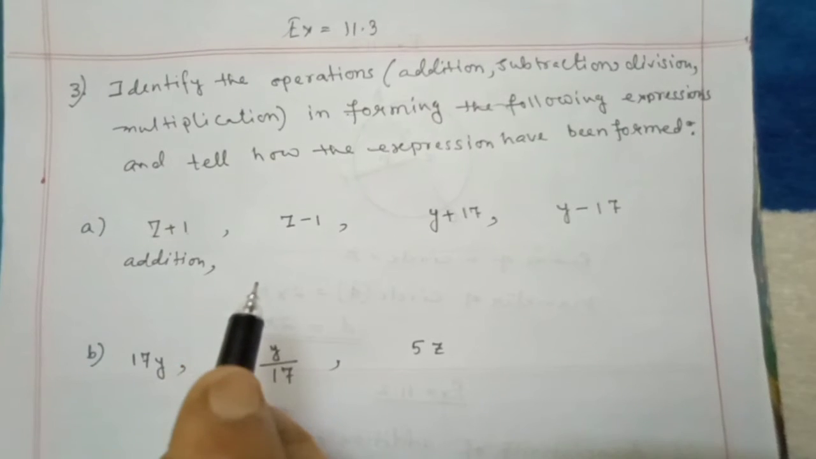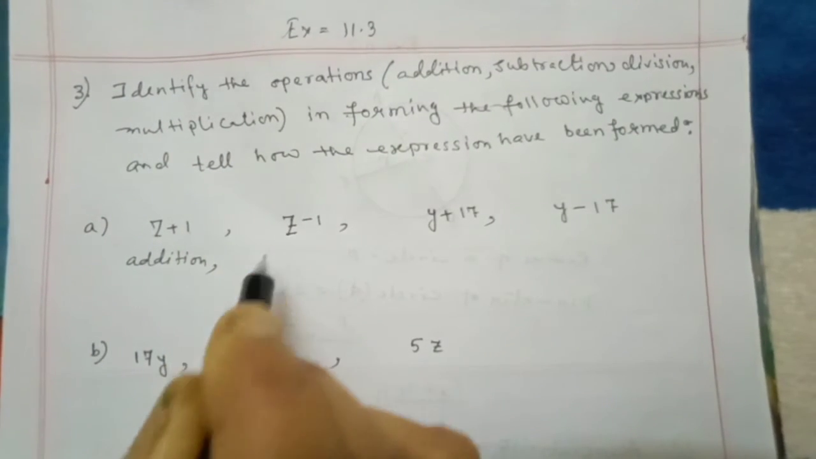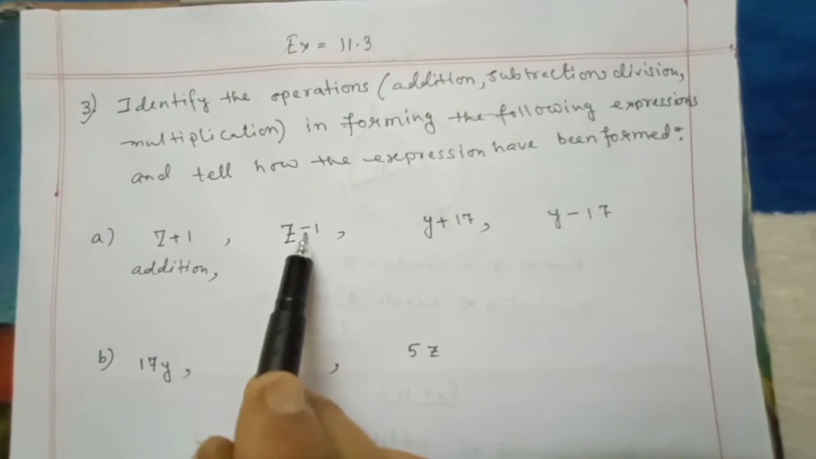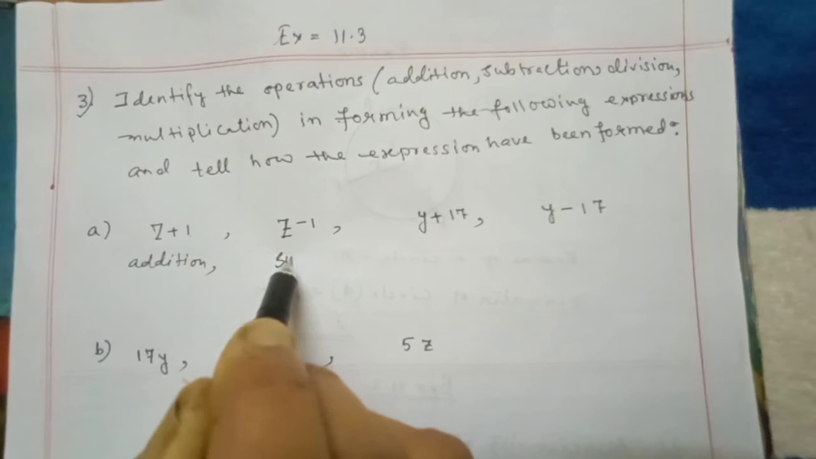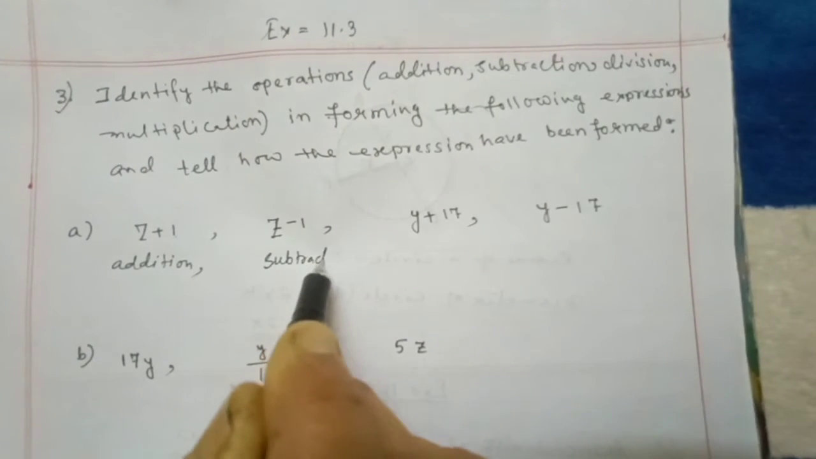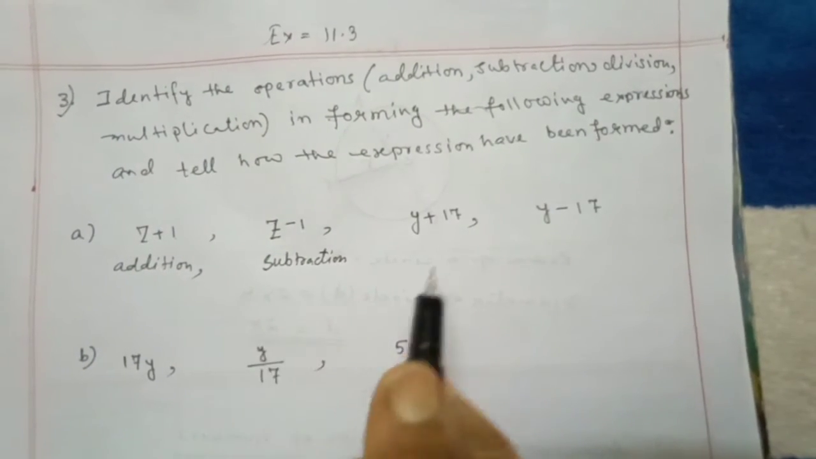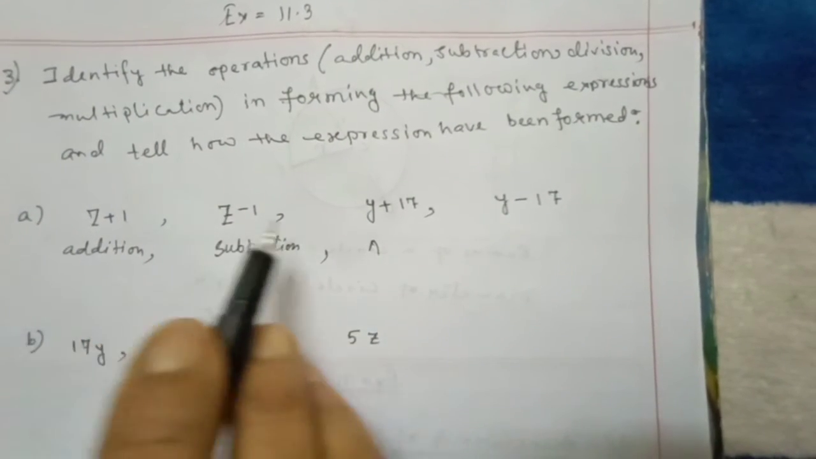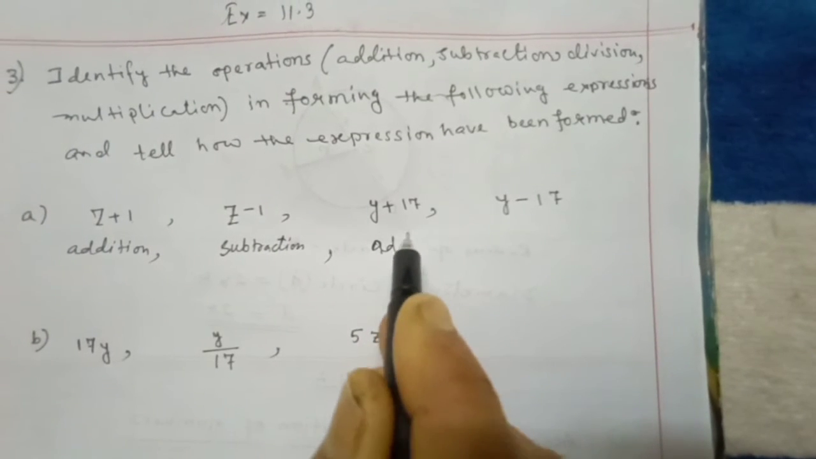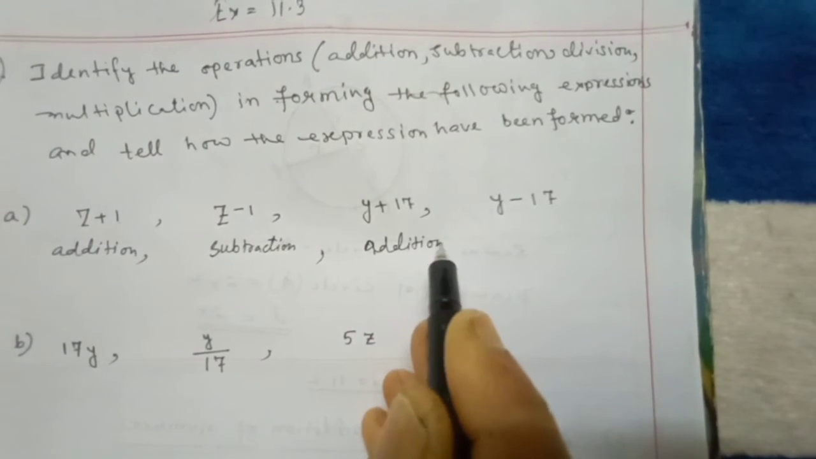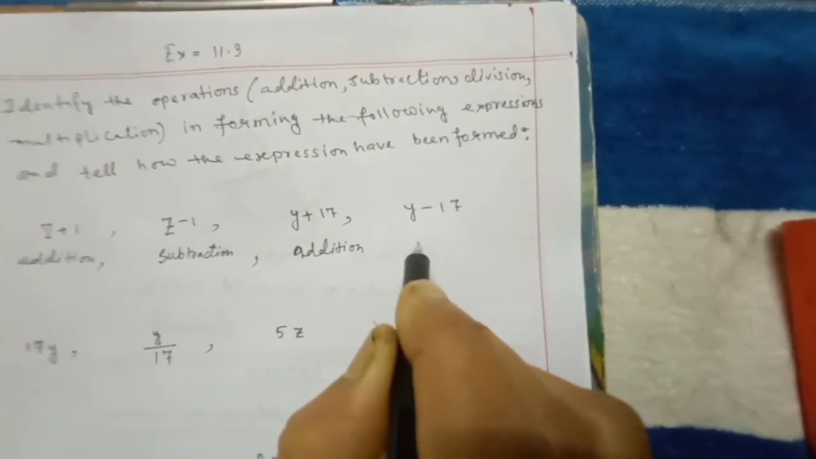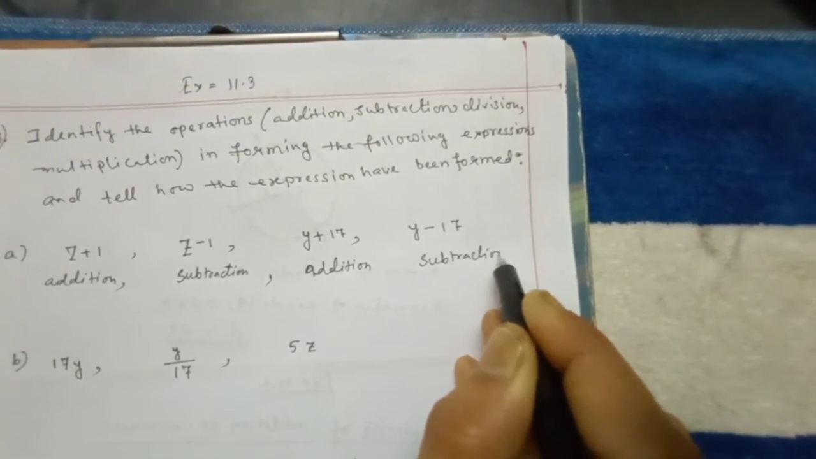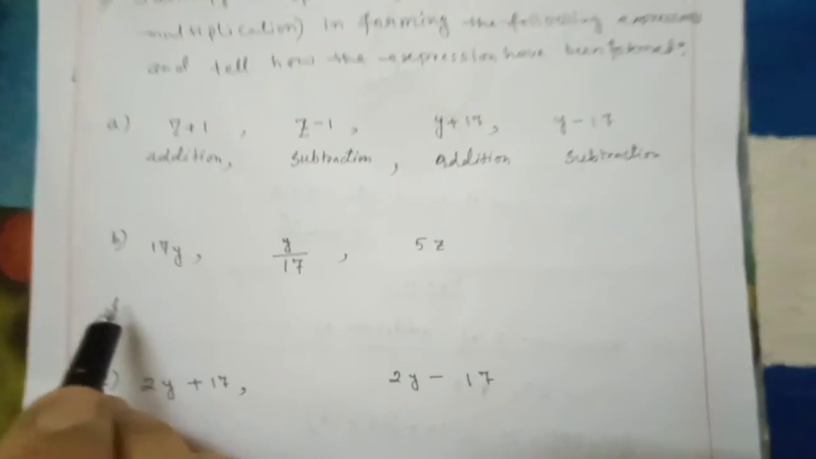Now come to the next question. It is z minus 1. Between them is one minus sign, so it is subtraction. Here, y plus 17, in the fourth expression, it is addition. And y minus 17, subtraction. Come to question B.